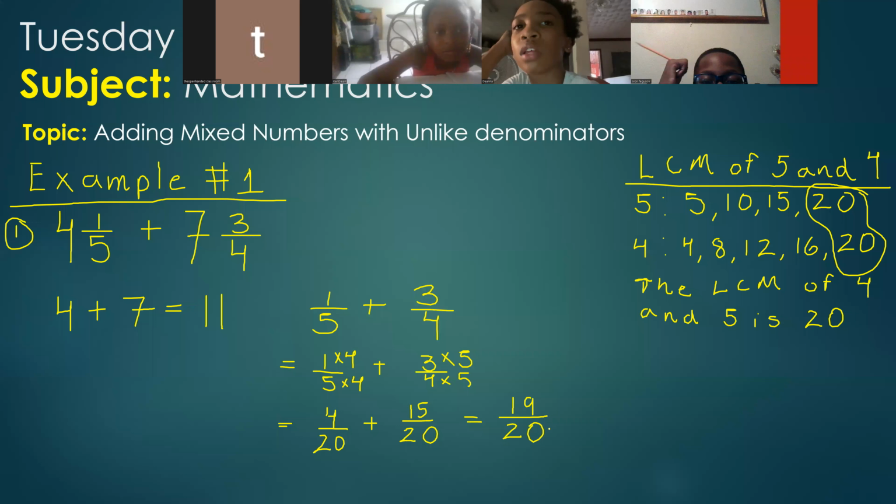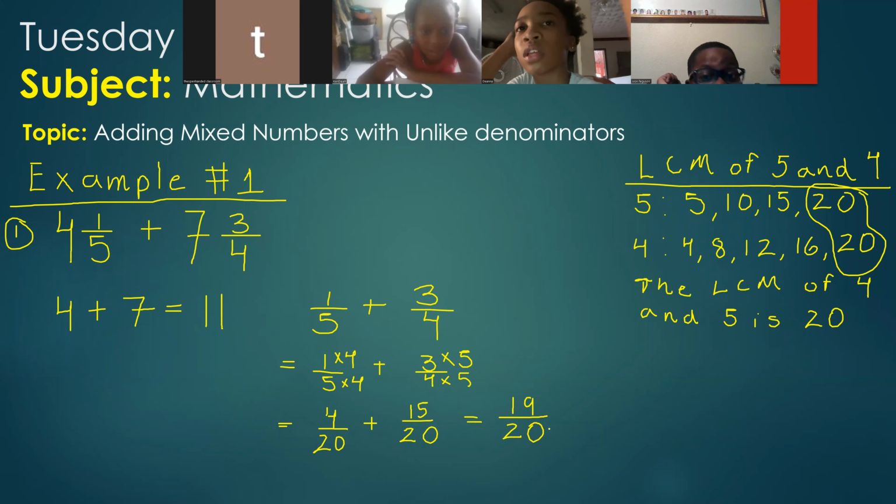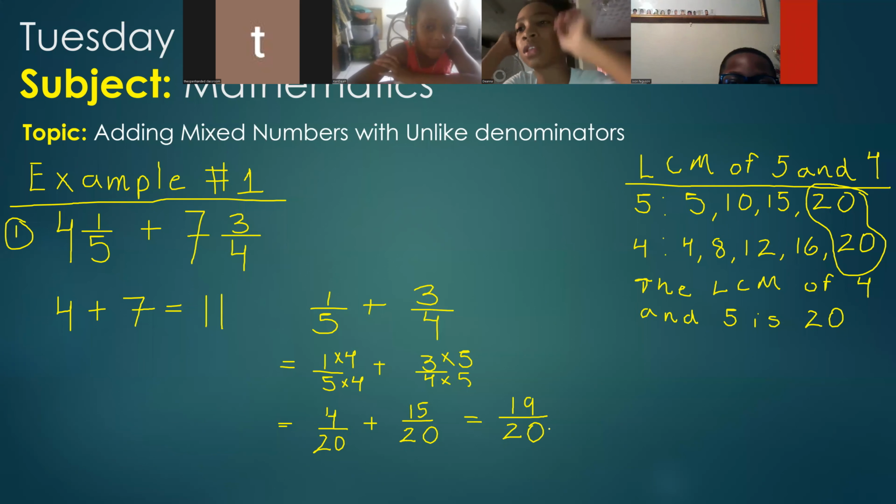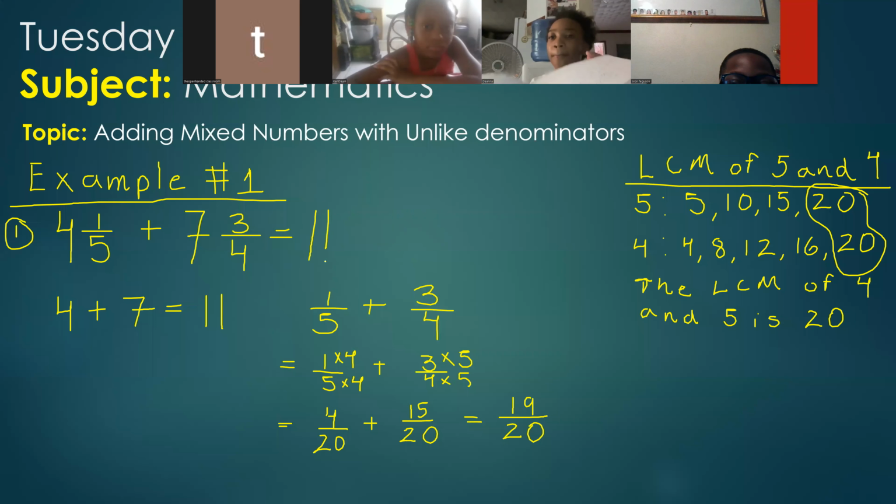Yes, what's the answer? The answer is our whole number is 11 and our fraction is 19 over 20. Very good. The answer is 11 and 19 over 20.